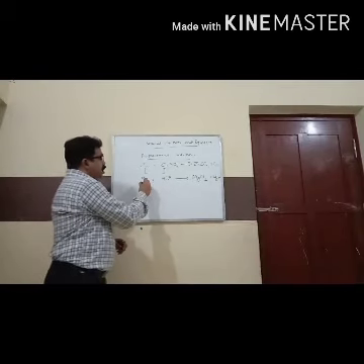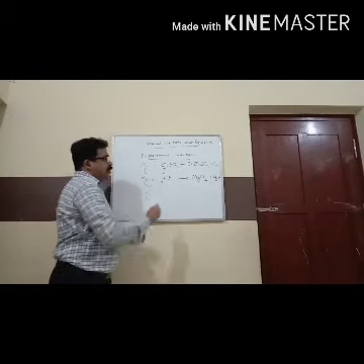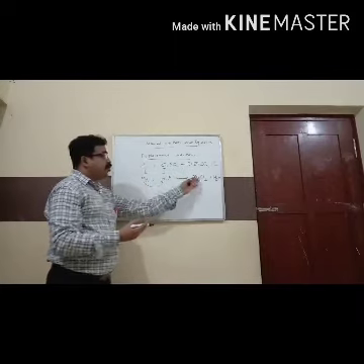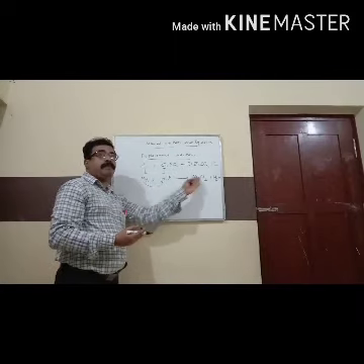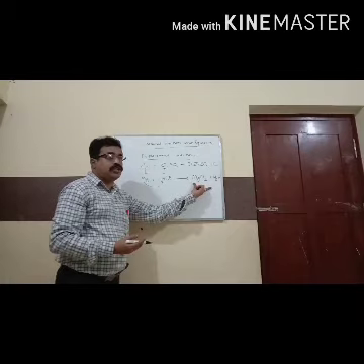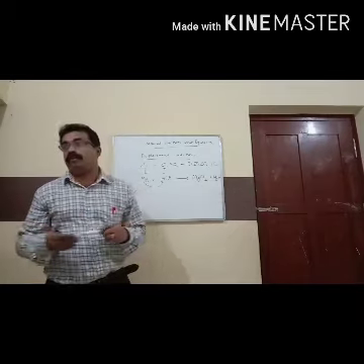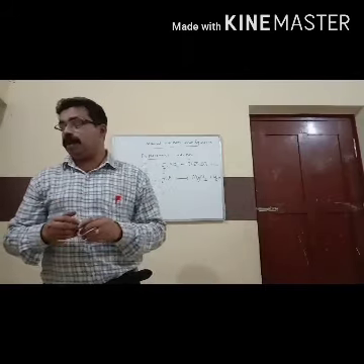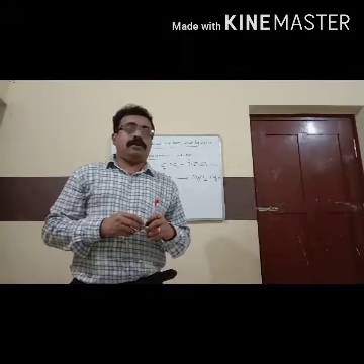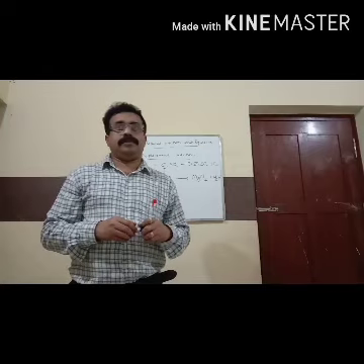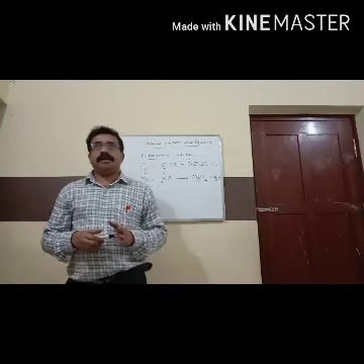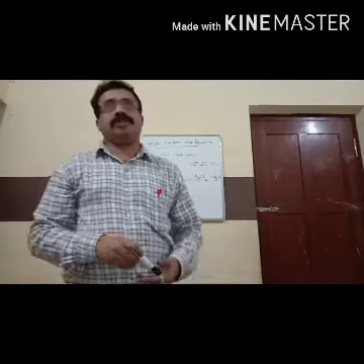Here, magnesium is more reactive than hydrogen. That is why magnesium replaces hydrogen. It combines with chlorine to form magnesium chloride, and hydrogen gas is being evolved. This is an example of displacement reaction. Now, next topic is double displacement reaction.